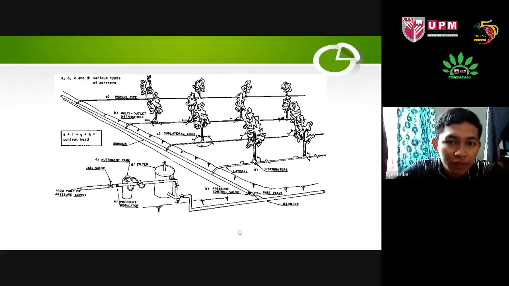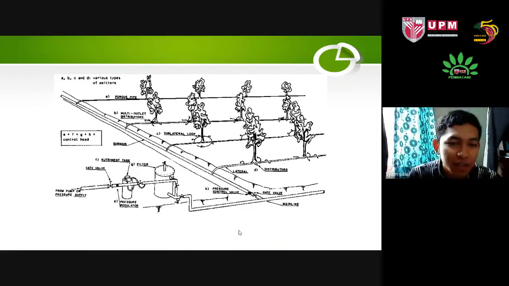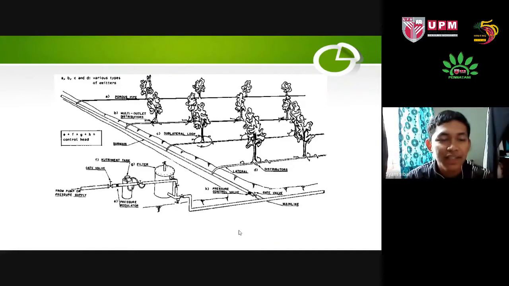So the function of every component, I will tell you. The first one is pump units. The function of pump unit is to take water from the source and provide the right pressure for the delivery into the pipe system.